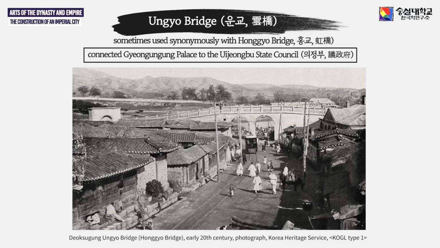Another bridge, Ungyo Bridge, was also constructed in Gyeongwon Palace, and it expanded palace grounds by connecting it to the Ujeongbu government complex that was built on the former site of the German consulate. The bridge leveled the pathway from the palace grounds to the complex that was situated upon a hill. This was achieved to maximize efficiency of governance by having the administrative offices nearby the main palace halls. Both Honggyo Bridge and Ungyo Bridge symbolically expanded palace grounds and the emperor's reach of the imperial city.